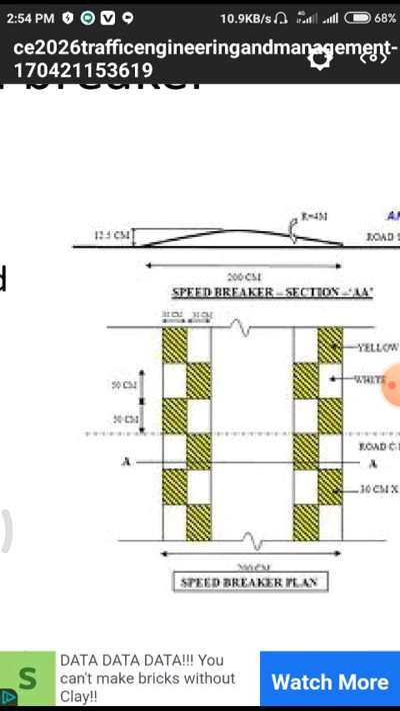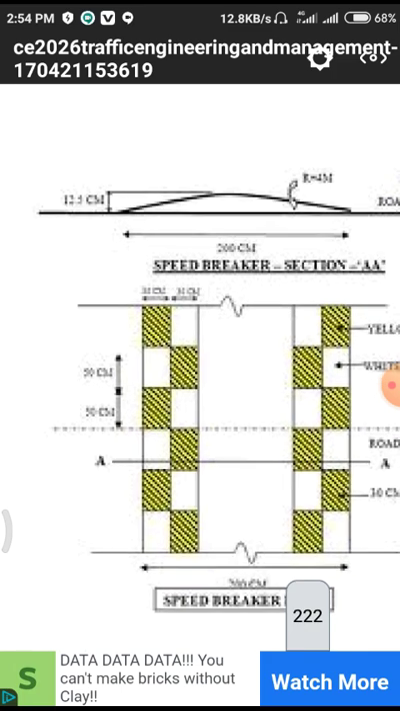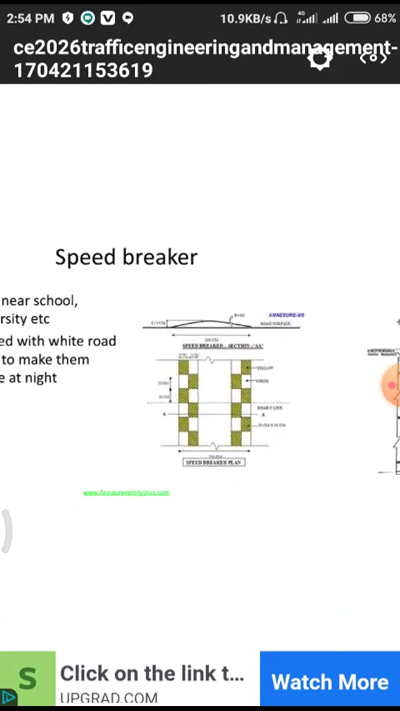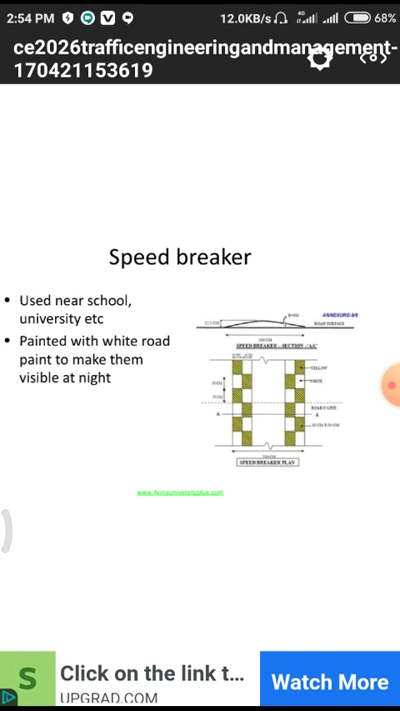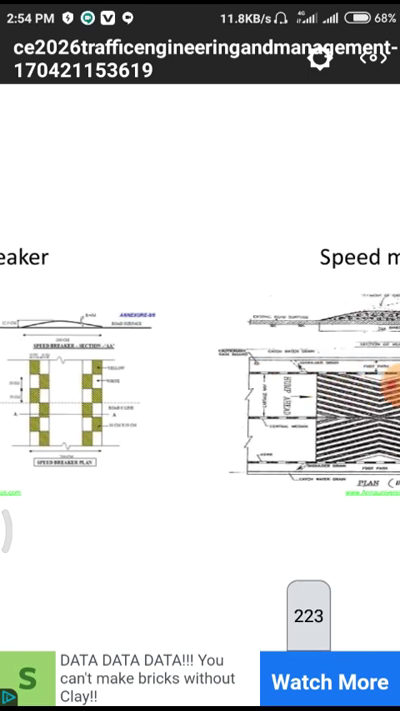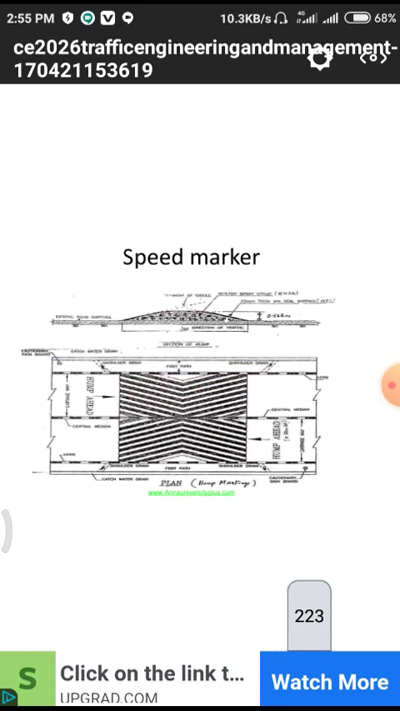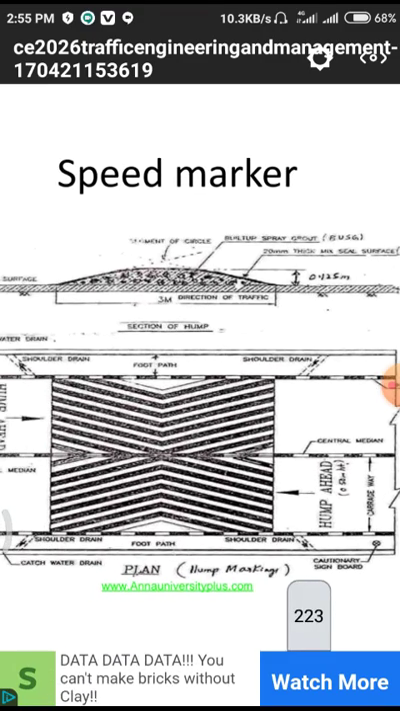For the speed breaker we also have different dimensions. For each 50 centimeters they give some lines. This is a typical plan for constructing a speed breaker. In which areas do we use them? Mainly speed breakers are useful whenever there is a school or hospital or university. In those particular areas we have a huge quantity of movement, so we need to give some place for constructing these speed breakers. Next one, it is a speed marker.